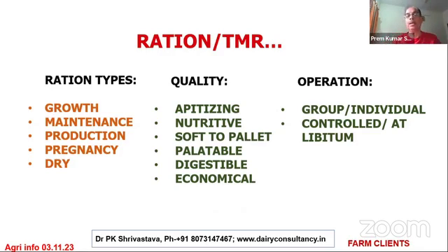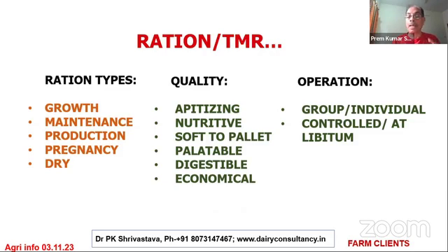Let's go to the quality. What should be there in the ration? What should be there in the feed? Food, in case of cattle, is called ration. It should be appetizing. It should be nutritive. It should be soft to the palate. Suppose we give an old person hard food, the old person will not relish it. And we always look for very sumptuous, very tasty food. Same is the case with the cow. So it should be soft to the palate.